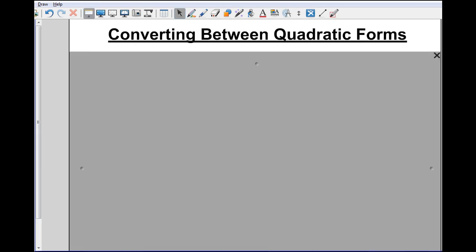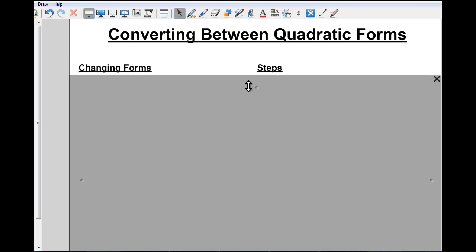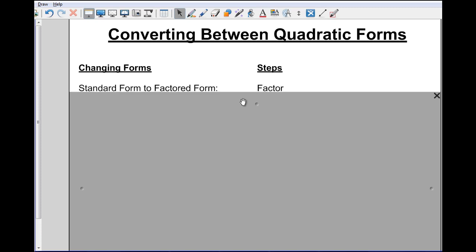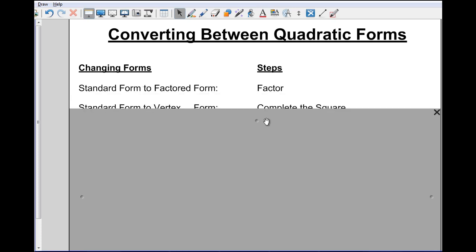How do you convert between the different quadratic forms? We've done it a lot. Maybe we haven't spelled it out, so I've done that here. We can change forms from these three types of quadratic forms to the others. If you're in standard form and you want to get the factored form, you have to factor. If you're in standard form and you want to get to vertex form, you would complete the square.